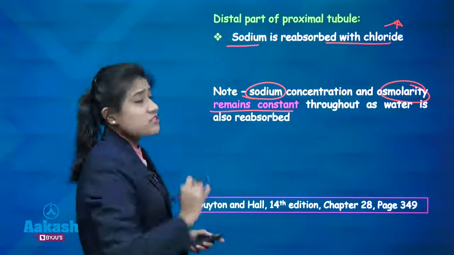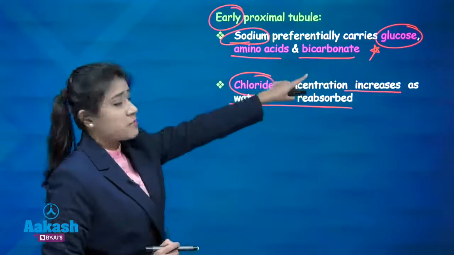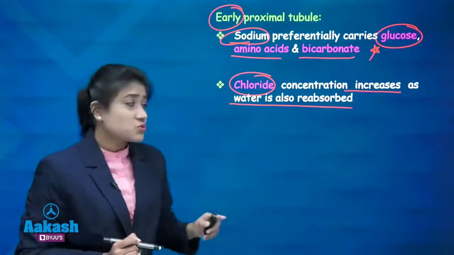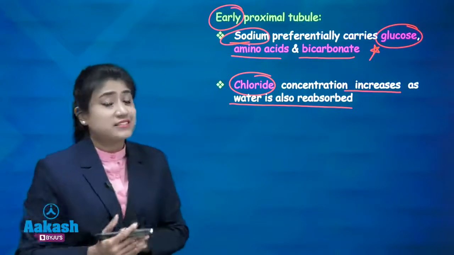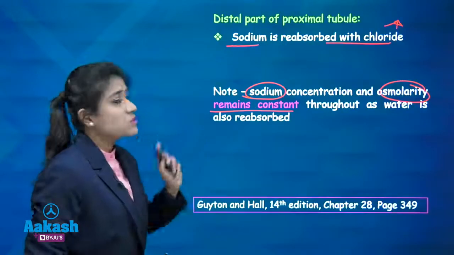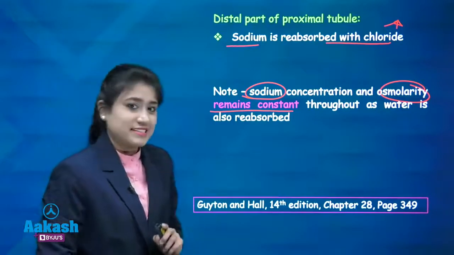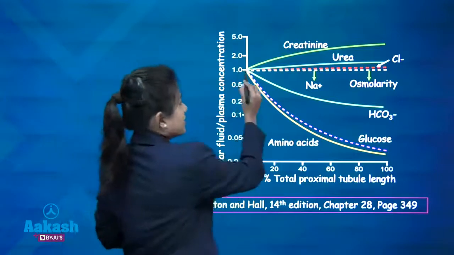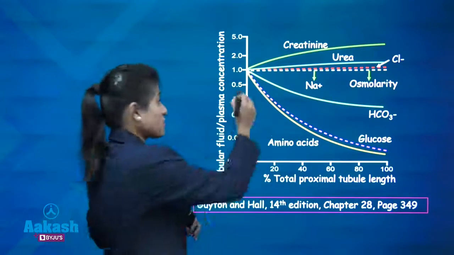Got it? These things you should know, that from the early proximal tubule, glucose, amino acids and bicarbonate get reabsorbed along with the sodium. So, you can say that the chloride concentration in the early part of PCT is increasing. Okay? And this chloride gets reabsorbed from the distal part of PCT. Okay, that's why in this diagram, this is showing your sodium and osmolarity, I told you it remains constant.